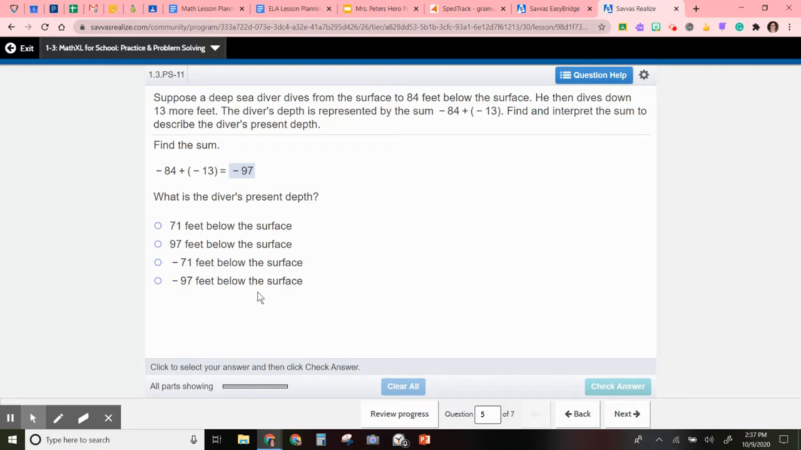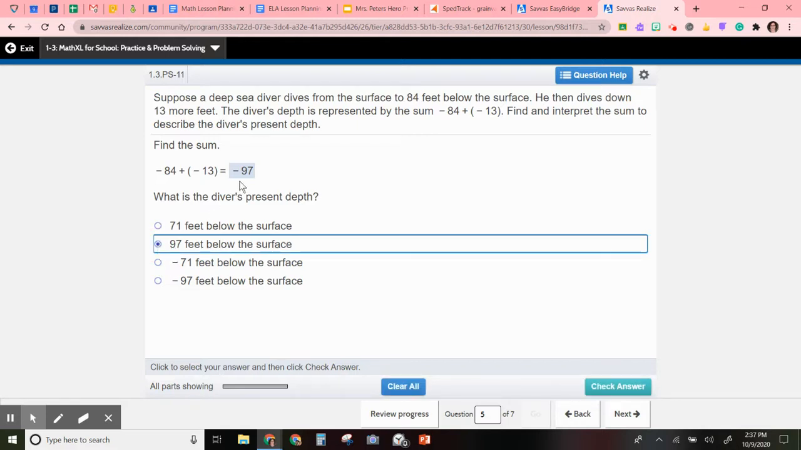So how would we say that in words? Negative 97. Can you be negative 97 feet away from something? You cannot. And we know that 71 isn't right because we know that it has to have 97. This would be our answer here. Negative 97 stands for 97 feet below the surface.